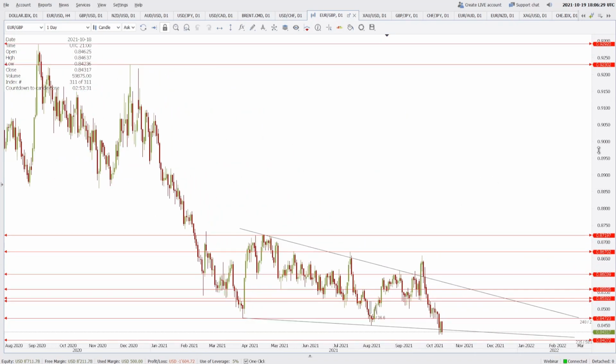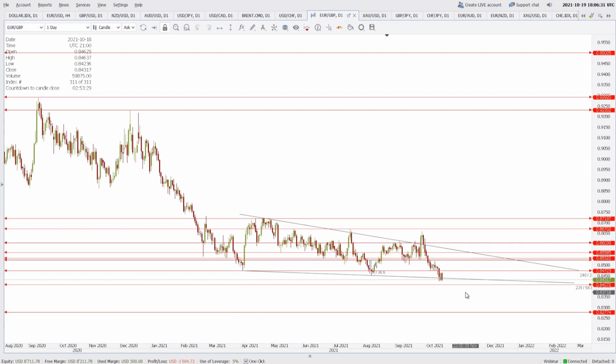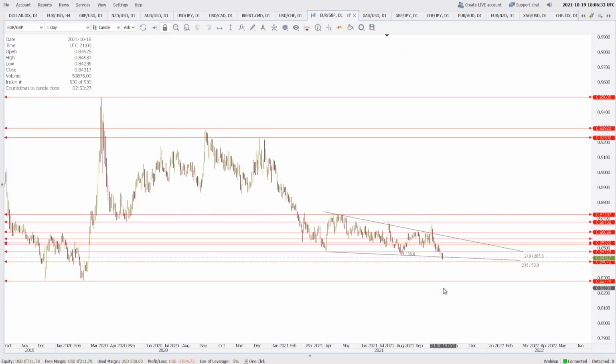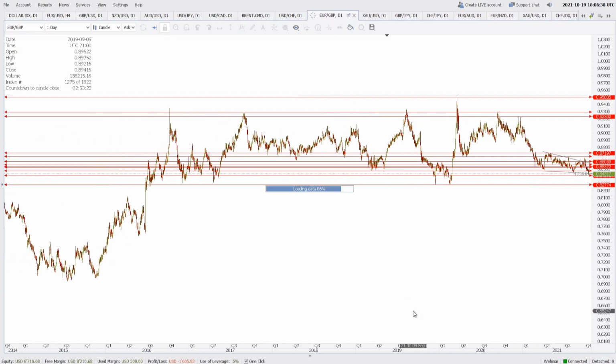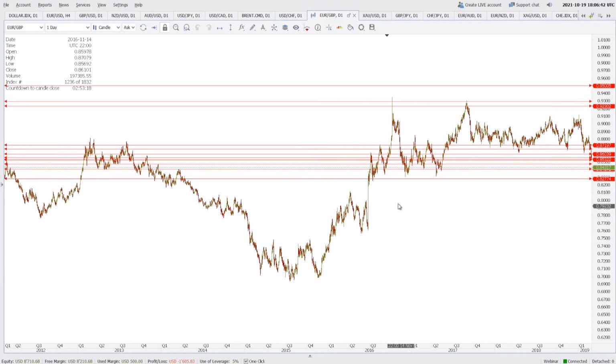EURGBP is moving towards a long-term support of 0.8407. Why am I saying long-term support? Because if you switch the market back, you will see that this level has acted as a support multiple times. Okay, multiple times as a resistance and support here.